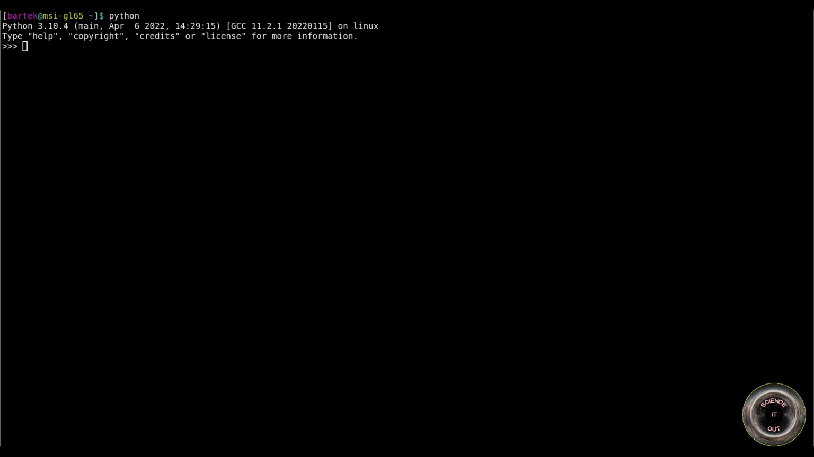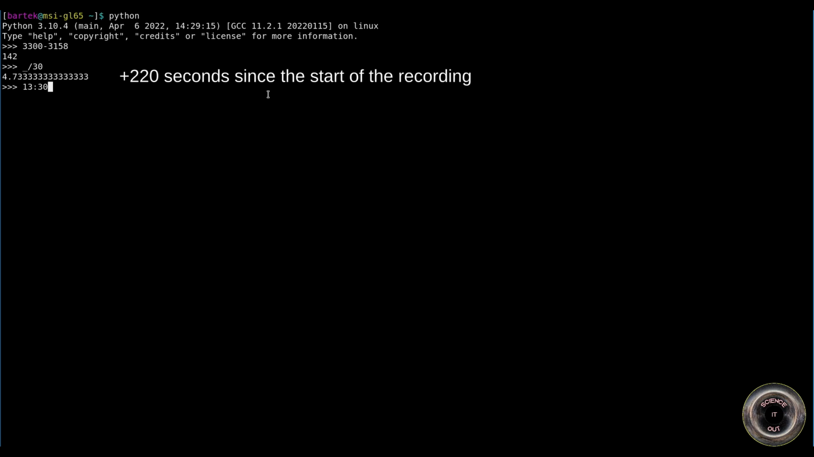Let's see what frequencies and times that corresponds to. The very bottom of the spectrogram was at y equals 3300, and that is 142 rows above the bottom. So at 30 frames per second, that corresponds to 4.7 seconds. Now the recording started at 13:26:40 GMT, so this would correspond to 13:30:24.7 GMT.